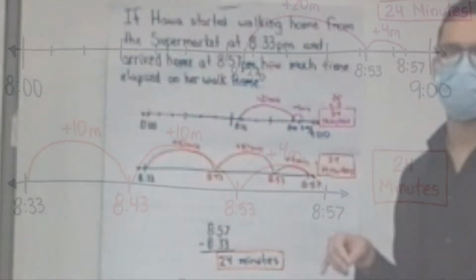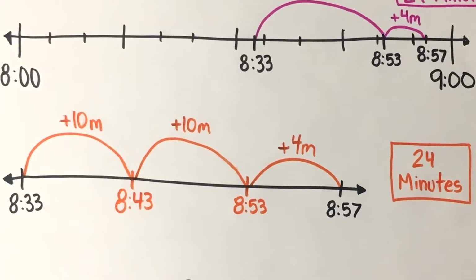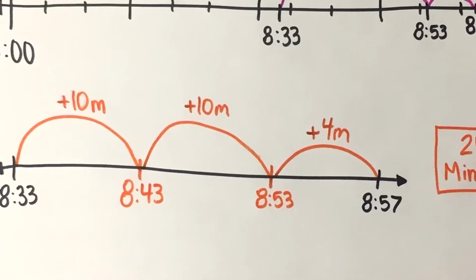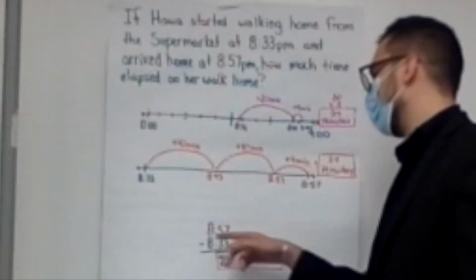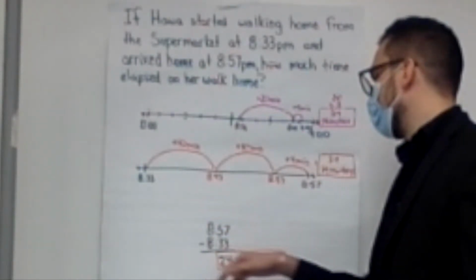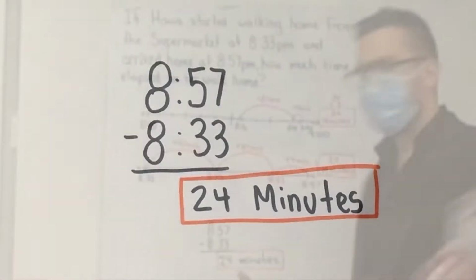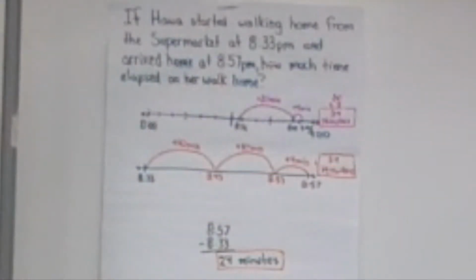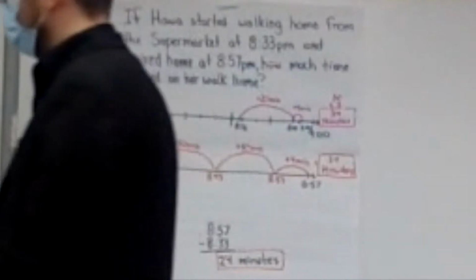Now what was this? I think it is the standard algorithm. We subtracted 8:57 minus 8:33, and you got 24 minutes because 57 minus 33 is 24 minutes. So I'm just going to write standard. And there was one more strategy that we used. Who can tell me what this strategy was? Nadia.